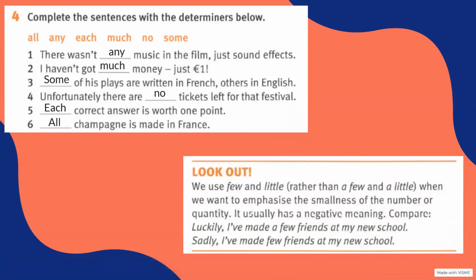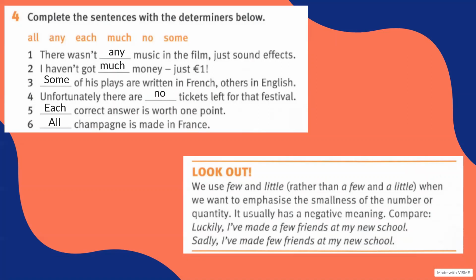Now let's check. So the first one says there wasn't any music in the film, just sound effects. Music is an uncountable noun. You cannot count how much music there is. You can count how many songs there are, compositions and so on, but not how much music there is. And it says any. There wasn't any music. It means there was no music in the film.